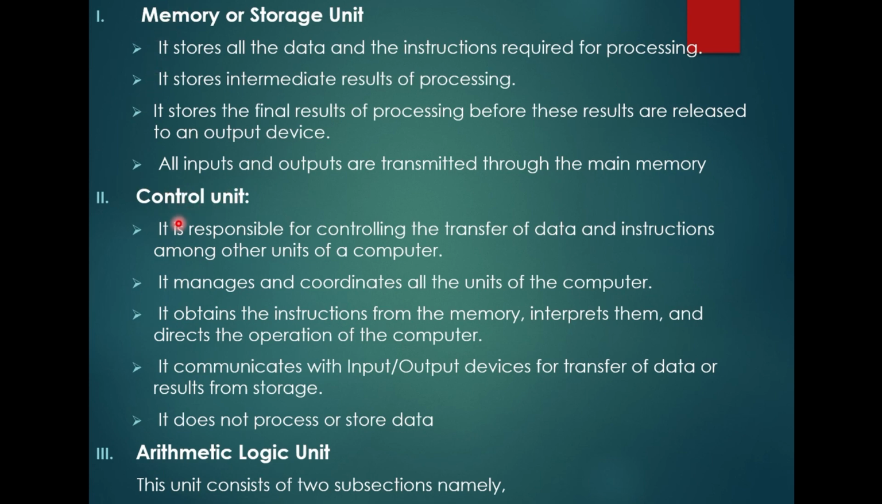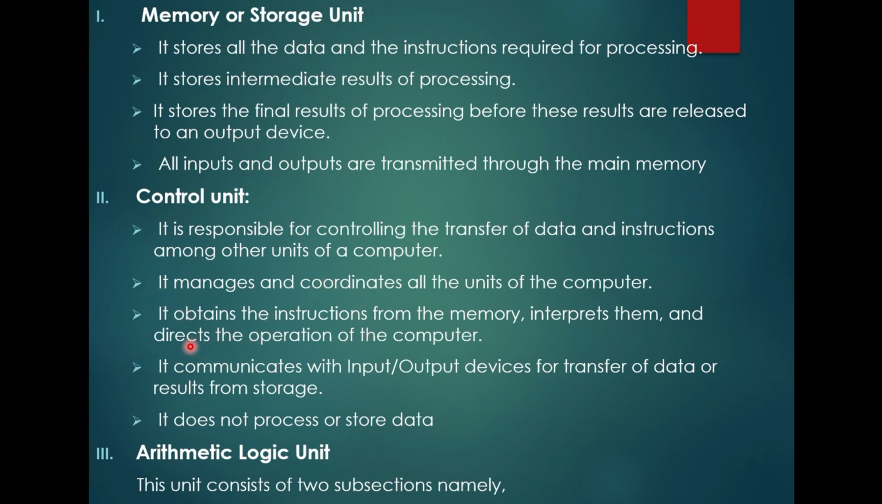Next one is the control unit. It is responsible for controlling and transfer of data and instructions among other units of a computer. For example, if you want to retrieve data, which means you want to get some data from your hard disk or anything, for that your control unit works to get the data. Your control unit activates the hard disk in your computer to retrieve the data. The control unit is nothing but what controls all the actions which are held in the CPU. It controls and coordinates the other components of the computer.